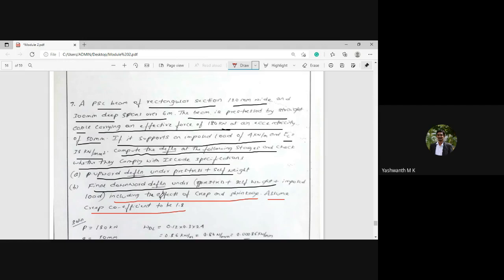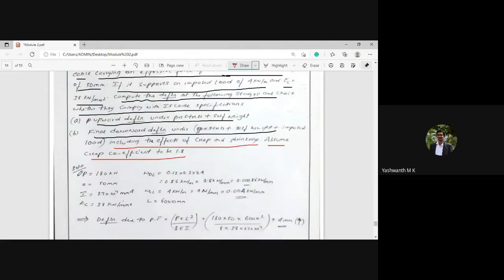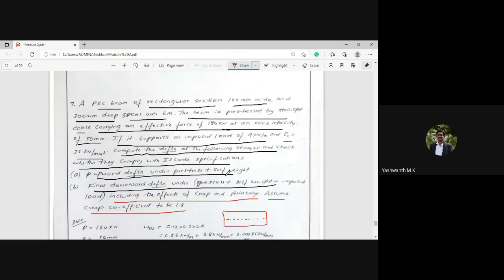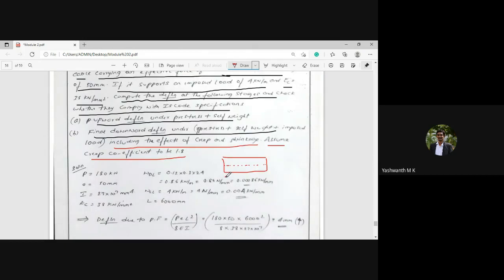Okay, hence, let us go ahead with how to calculate short-term and long-term deflection for this particular rectangular section PSC beam. So now let me write down. This will be the PSC beam, and this will be the central axis. The span of the beam is 6 meter. So let me notate that it is 6 meter.